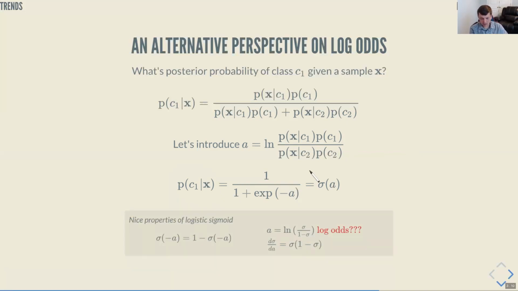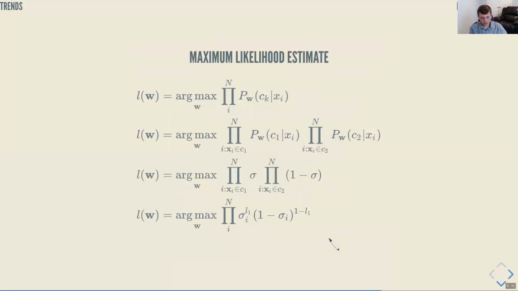Logistic sigmoid, besides that it just pops up in the posterior for classes, has nice properties, like its derivative can be expressed in terms of itself, the logistic sigmoid as well, and so on and so forth. What we're after before the NCE, before the noise contrastive estimation, is the likelihood, maximizing likelihood. So the maximum likelihood estimate for a two-class problem.